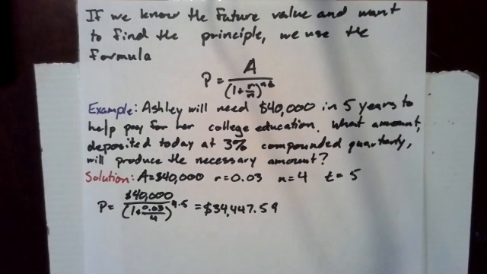A is 40,000, R is 0.03, n equals 4, and t equals 5. So P is 40,000 divided by (1 plus 0.03 over 4) raised to the 4 times 5 power, and that gives us $34,447.59. If she deposits that now, she'll have $40,000 in 5 years.